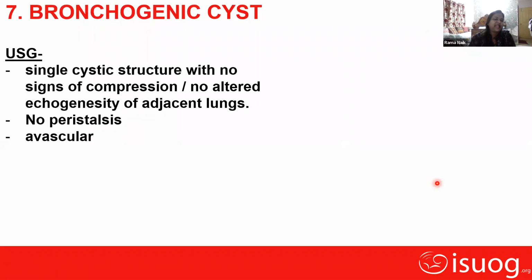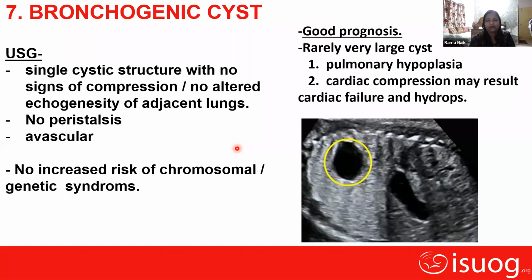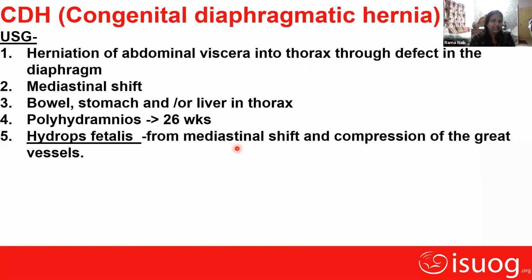The next part is a rare thing, that is bronchogenic cyst. It is just a cyst in the lung, a mass which is avascular with no signs of compression or change in echogenicity. If you think of a stomach bubble, like in congenital diaphragmatic hernia, you can see in the sagittal section that the diaphragm is intact and the stomach is here. There is no peristalsis. So this is a simple bronchogenic cyst with no increased risk of chromosomal abnormality or genetic syndrome. The only thing is, when the cyst is very big, it can have compression features and can lead to cardiac failure and hydrops, but this is very, very rare.